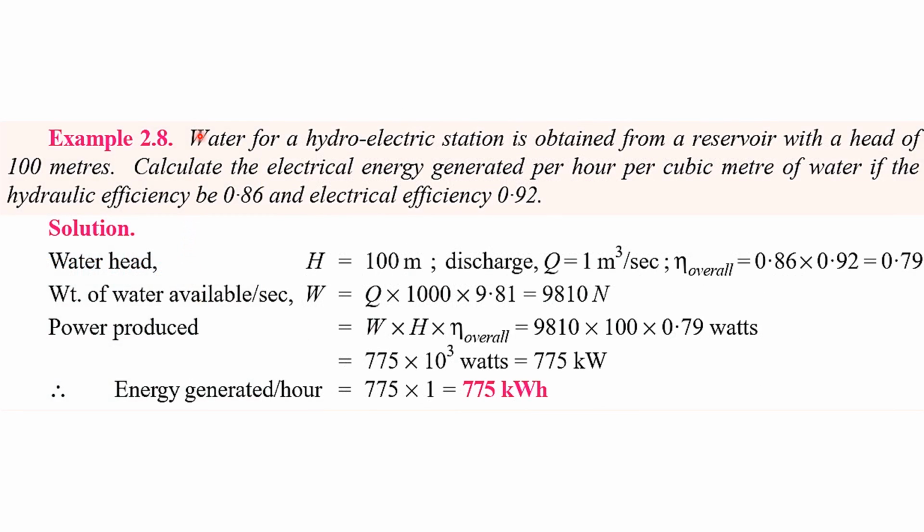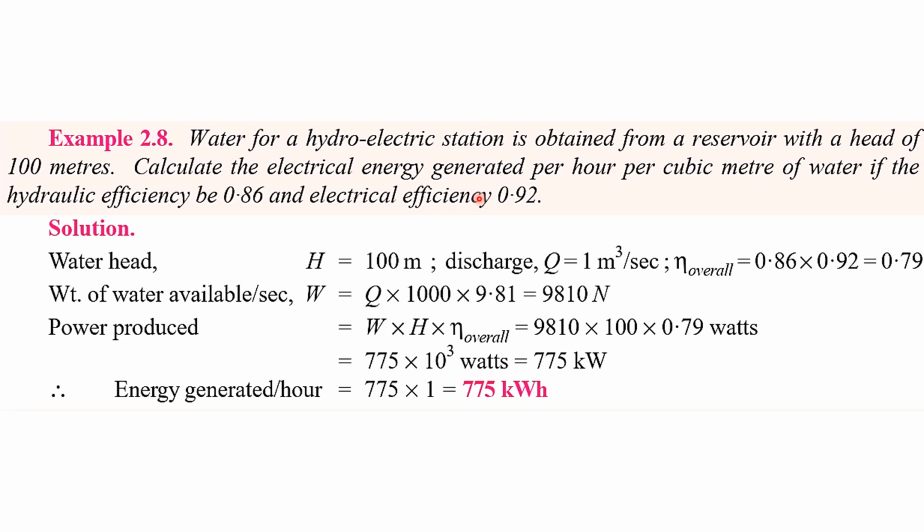Now let us talk about another example. Water for a hydroelectric station is obtained from a reservoir with a head of 100 meters. So head is 100 meters. You have to calculate the electrical energy generated per hour. Electrical energy is normally calculated in kilowatt hours, so per hour means kilowatts. You have to find out how much electrical energy is produced per hour, or find out the power in kilowatts.